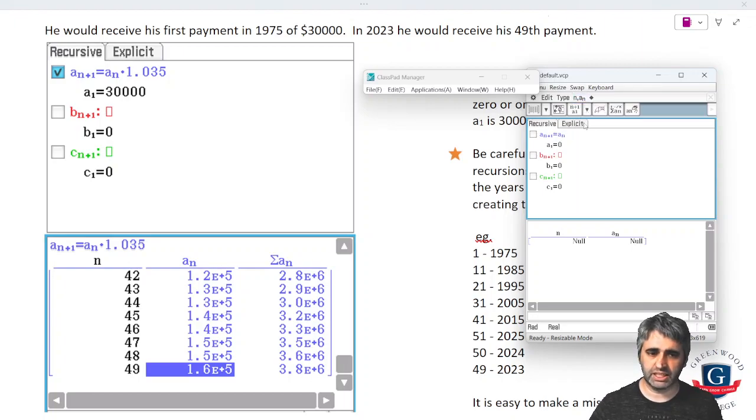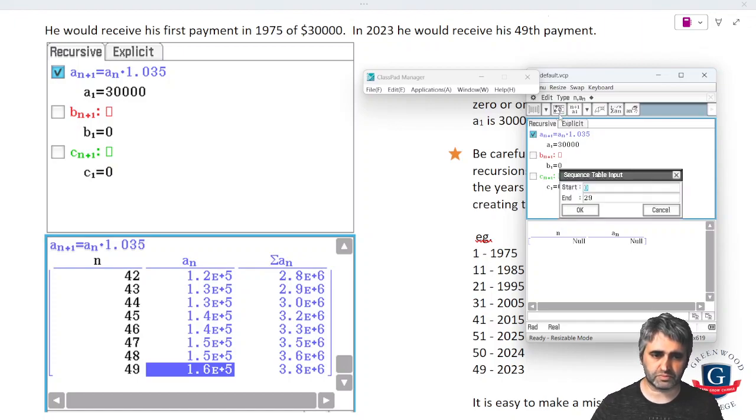So A(n) times 1.035. Oops, 0.035. And the first payment will be 30,000. Simple enough so far.